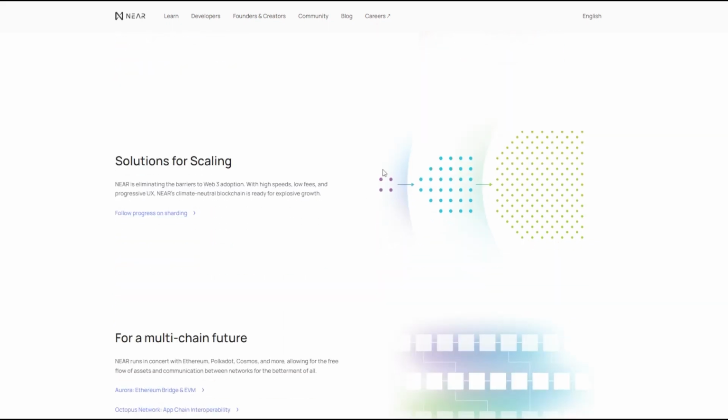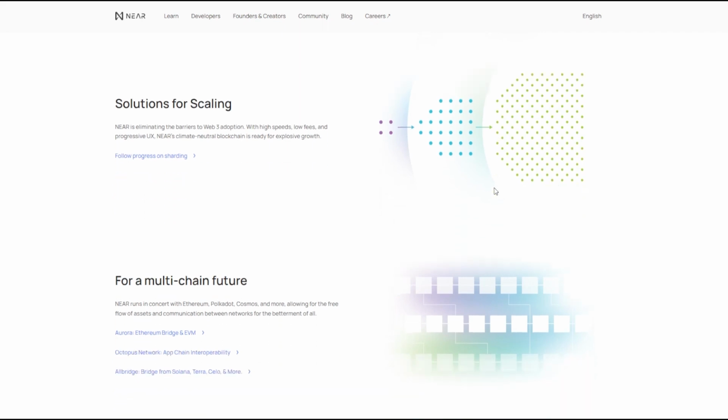Scaling solutions as well. As you can see, this is a visual representation of scaling. It's the most important part of blockchain, because if you have 100 people on your network, it might work smoothly and perfectly and be the fastest network in the world. But if you have 1 billion people on it, well, there might be some bottlenecks, which basically destroys the whole point. So scaling, very important for Web3 adoption.